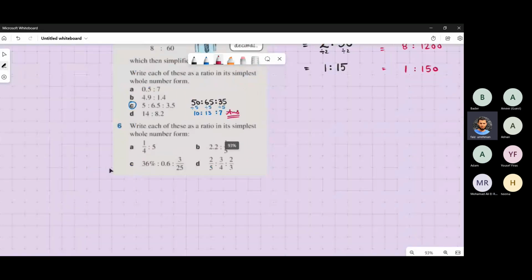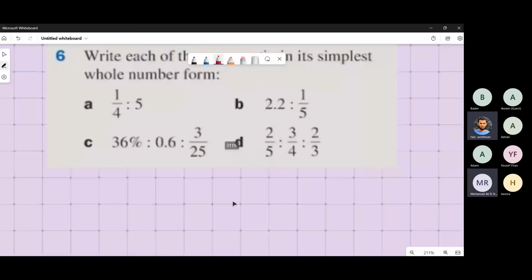Okay. Now it's becoming the next level. We have percentage also, decimal also, fraction also. Not a big deal. Now, 36% is what if you convert to fraction? 36 over 100. If you make it 0.36 also, okay, it's not a big deal. Make it 0.36 as a decimal, keep it as it is.